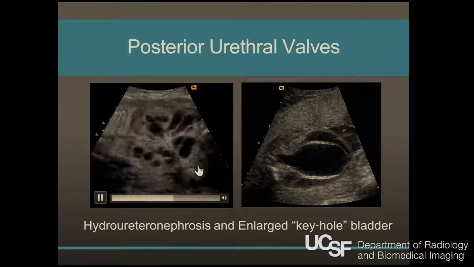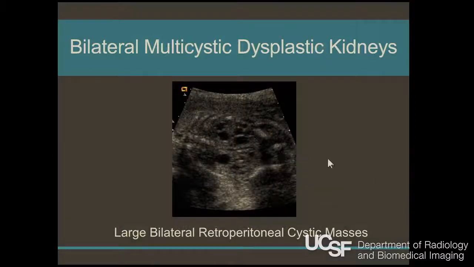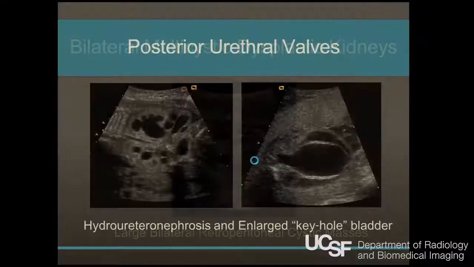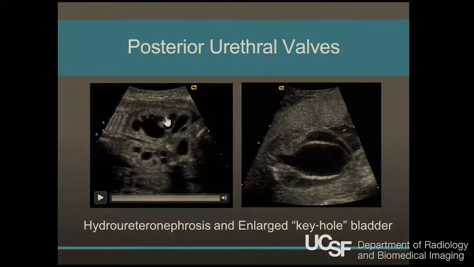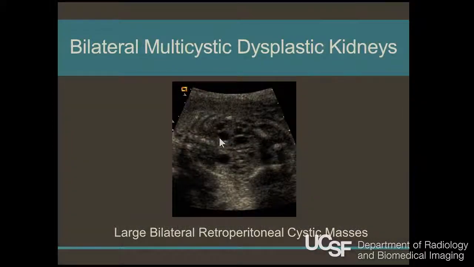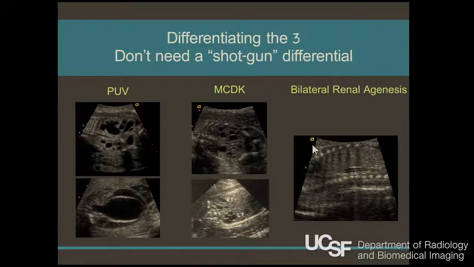This is posturethral valves. Again, it looks totally different than what we just saw. Bilateral multicystic dysplastic kidneys, again, look totally different than what we saw. The other thing I also see is people will see this and say, oh, it could be posturethral valves with bilateral hydronephrosis. Again, this looks like hydronephrosis. This doesn't look like hydronephrosis. You don't need to always throw these differentials out there. Again, they all look very different from one another.